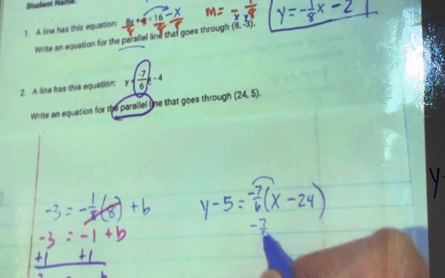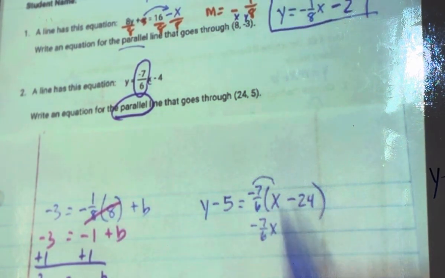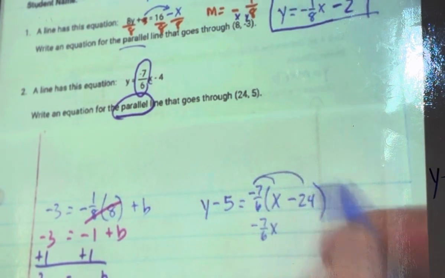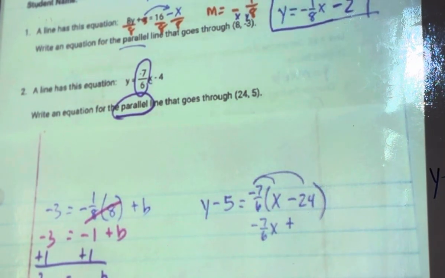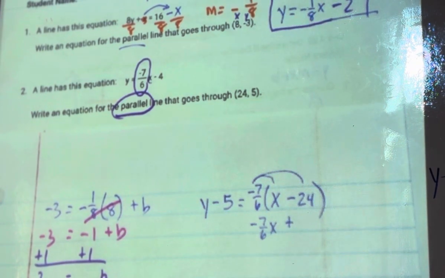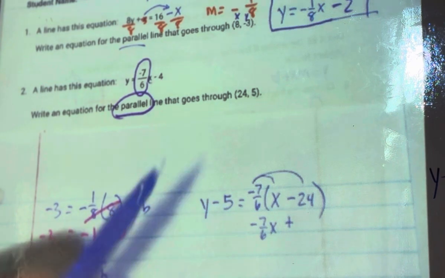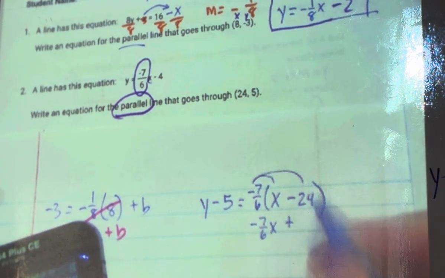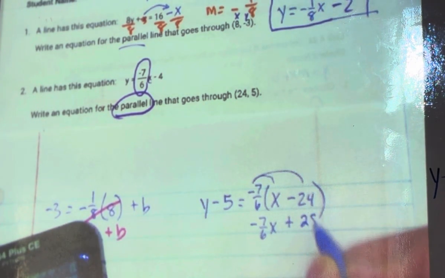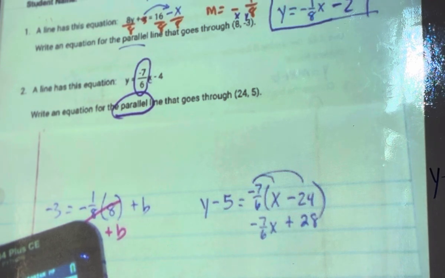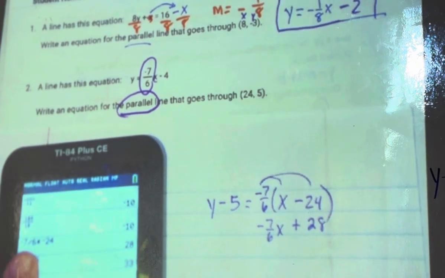-7 x times x is just putting them next to each other. Negative times negative is a positive. So what is 24 divided by 6? 4, and 4 times 7 is 28. Or you could have gone in your calculator and did -7 divided by 6 times -24, and you get the +28.